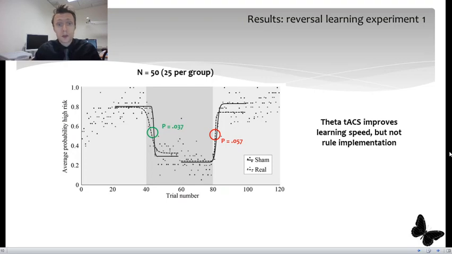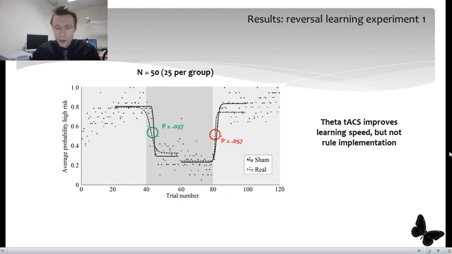The people who received the real tACS needed fewer trials to reverse from high risk to low risk compared to the people who received the sham stimulation. In the second reversal from low risk to high risk, we see the same trend, with people receiving the real tACS being a little bit faster. However, this was not significant. So you would say, okay, this is cool, tACS is good for reversal learning performance.